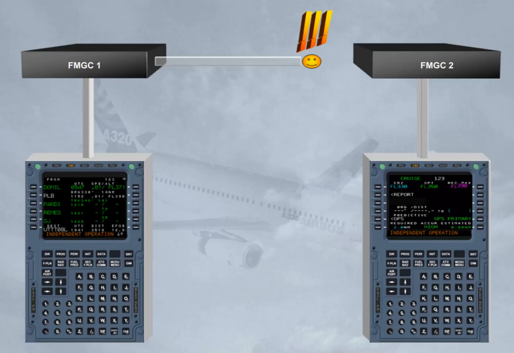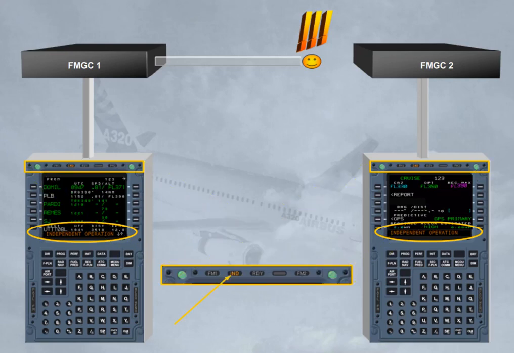This mode of operation is called independent mode. The crew is advised by a message on the scratch pad, independent operation. Notice the independent amber light on each MCDU, which indicates that the on-side FM has detected an independent mode of operation.